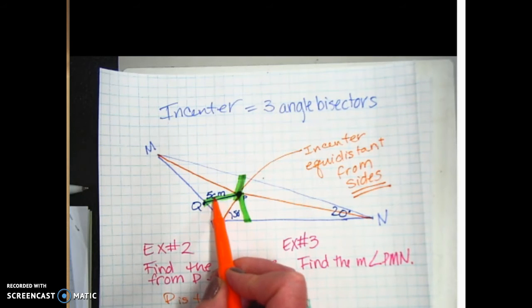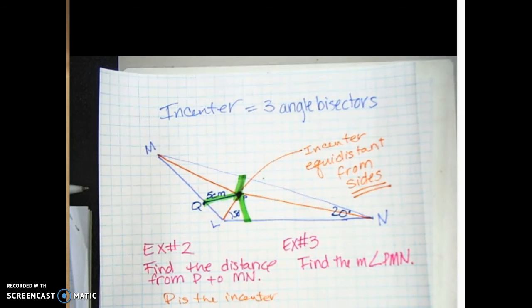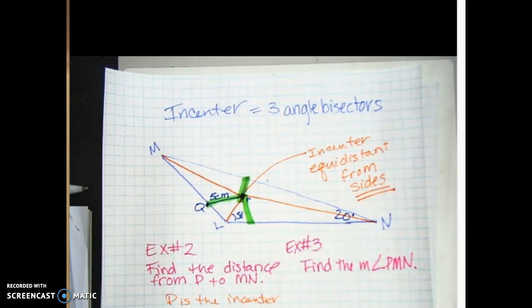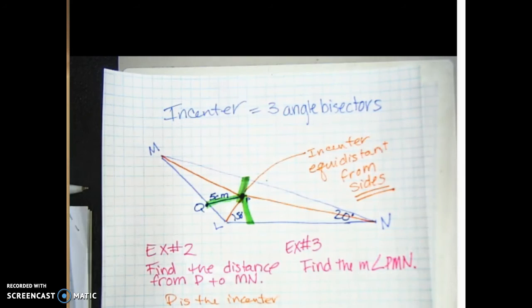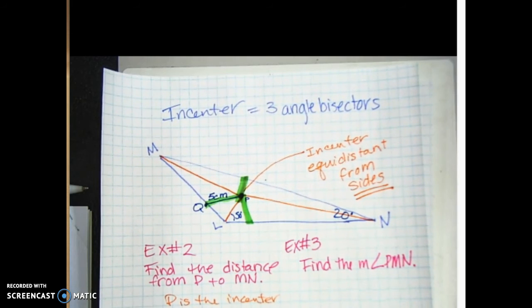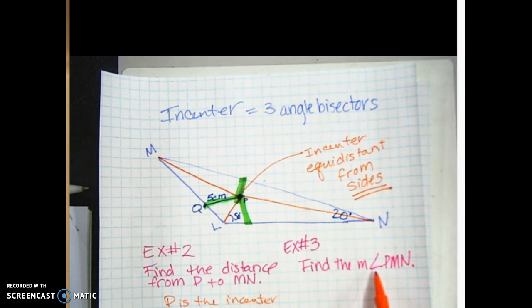So if this one's 5 centimeters, guess what? The other one is 5 centimeters. This one is also 5 centimeters. 5 centimeters, 5 centimeters, 5 centimeters. Okay? Now let's find the measure of angle PMN.